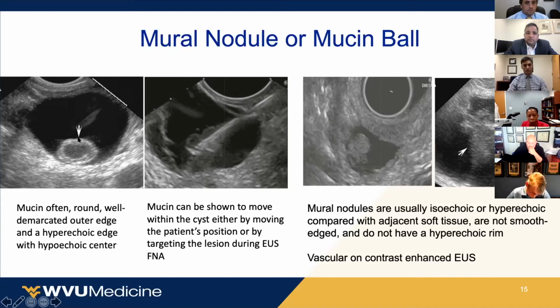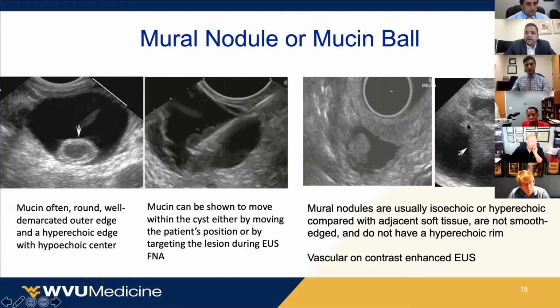So these are EUS images. If you see this on the left-hand side, this is a mucin ball. You can see this is a round, well demarcated outer edge, and the rim is hyperechoic, whereas the center is hypoechoic. So this is a mucin ball. As I showed in the video, the mucin ball will move with FNA or with patient position.